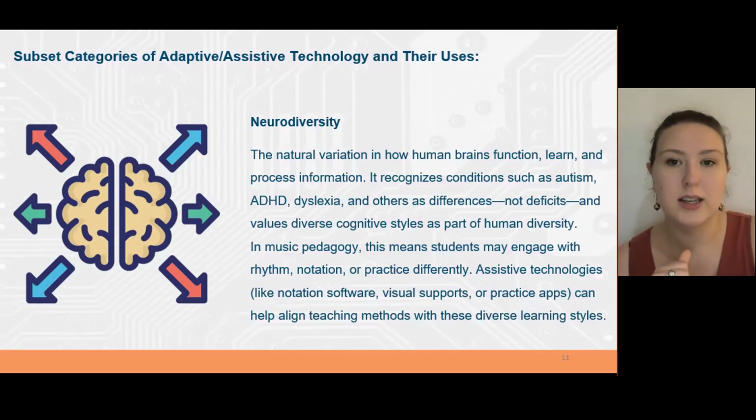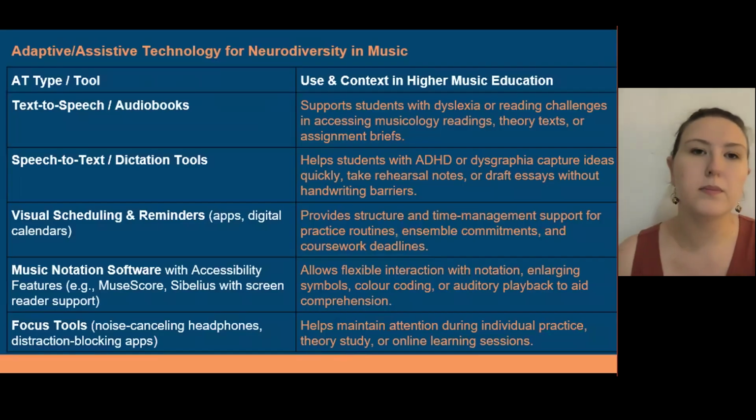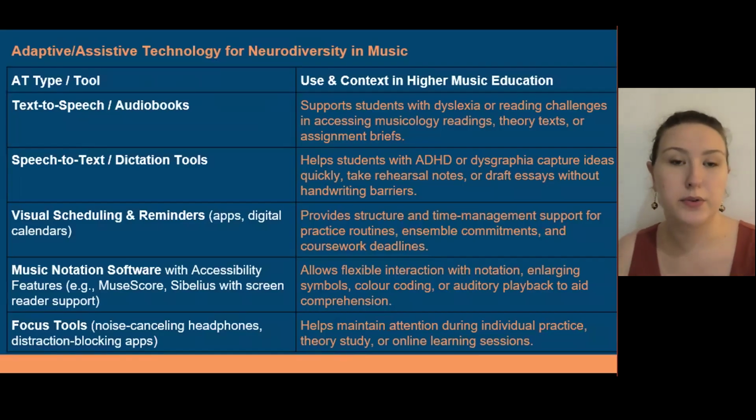In music pedagogy, this means students may engage with rhythm, notation, practice materials, all kinds of courses in different ways. And assistive technologies like notation software or visual supports, practice apps, schedules, various things can help align teaching methods with the diverse learning styles and needs of neurodiverse students. AT for neurodiversity and music could look like the following.